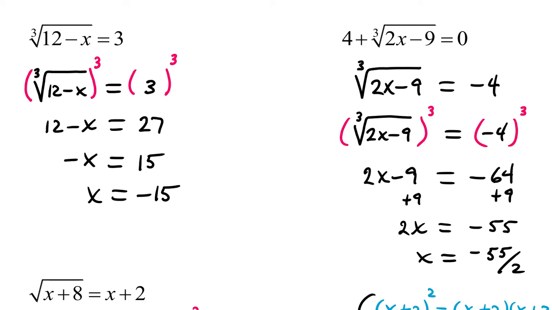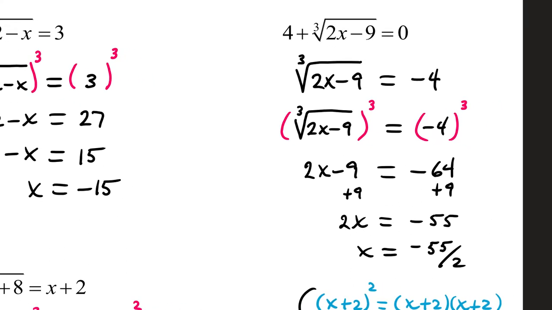Subtract 12 from both sides, negative x equals 15. Divide or multiply both sides by negative 1, and you get x equals negative 15. If you wanted to check, 12 minus negative 15 is 27. Cube root of 27 is 3.